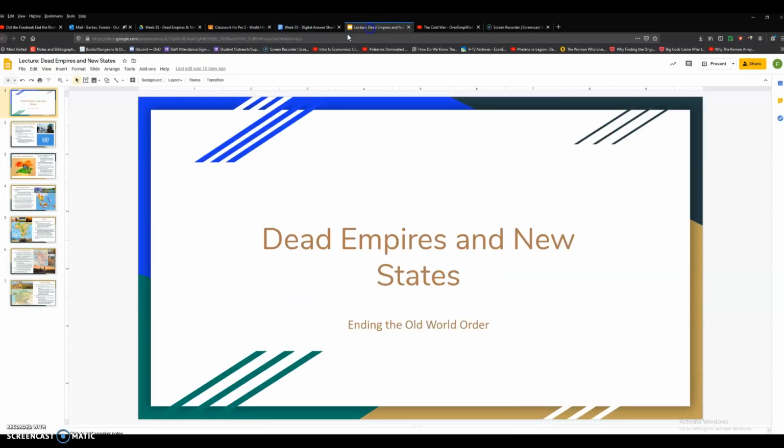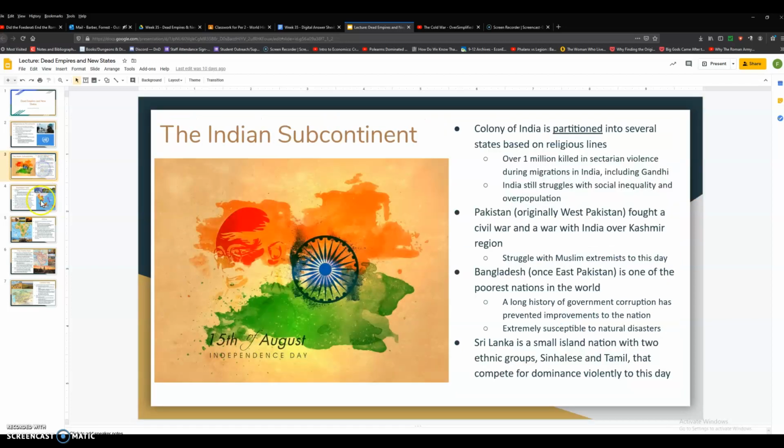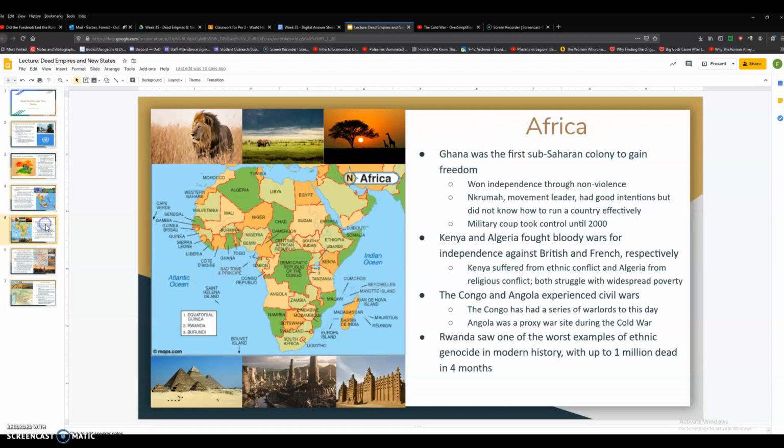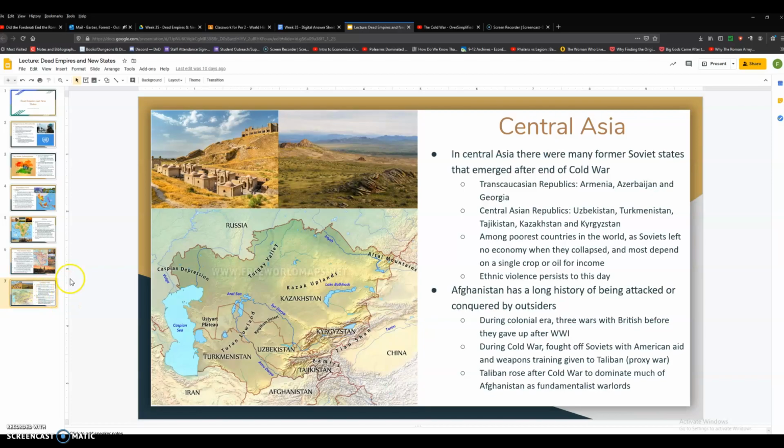Okay, your lecture notes here, guys. Based on this, you will notice there are only 6 slides. There's one introductory one that covers the general fact of independence movements that break out from the 1960s all the way through the 90s with the collapse of the Soviet Union. And then the next 5 go by regions. So we have the Indian subcontinent, Southeast Asia, Africa, the Middle East, and lastly Central Asia.